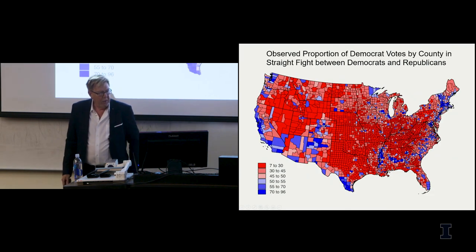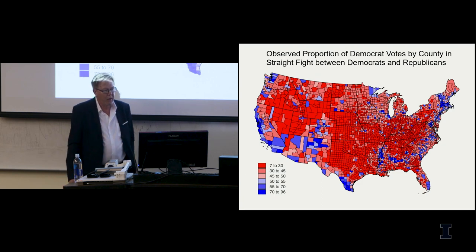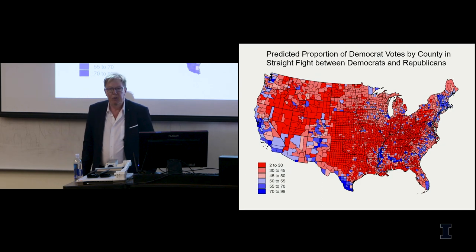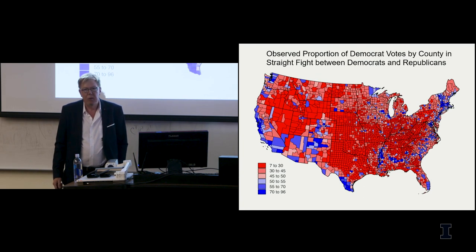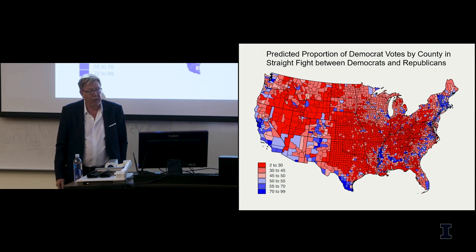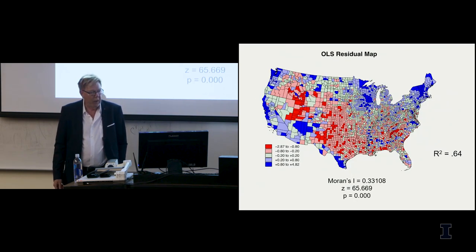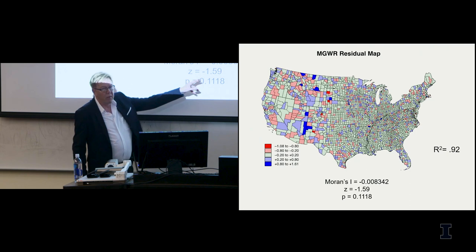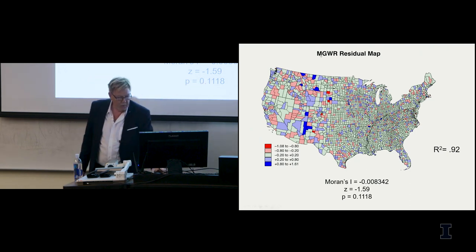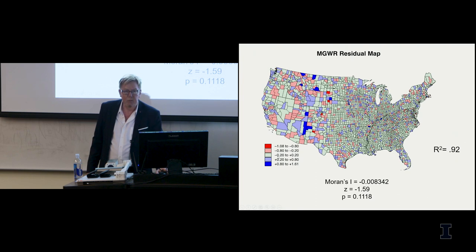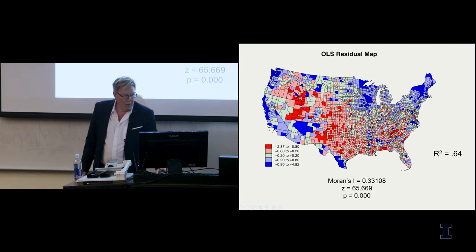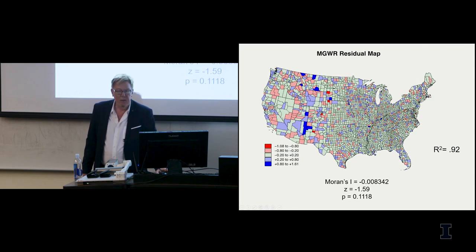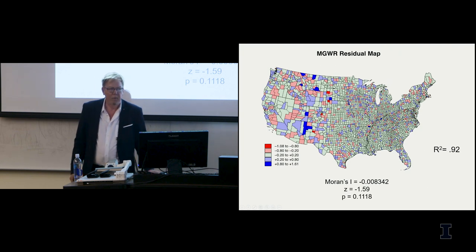Okay. So let's go back to this. There's the observed proportion of Democratic votes by county. And here's the model prediction from MGWR. So we do a very good job of modeling this data set. And there's the residual map I showed you from OLS, with an R squared of 0.64. Massive dependency in that. There's the residual map from MGWR. There is no significant dependency in these residuals. And the R squared is about 0.9, around 0.92. Most of these residuals are in this region here, it covers zero. So they're quite small. The scales on those two maps are the same. You can see there are lots of bright blues, bright reds, etc. in the OLS map, and there aren't so many in the MGWR one. There's one or two outlying counties, but most of them are close to zero.